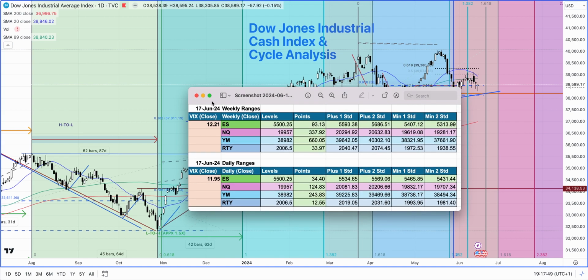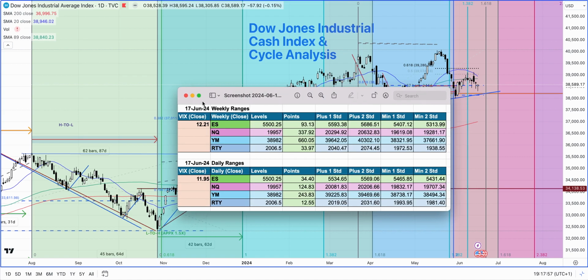So there is really key and good information available, especially for these weekly ranges. So do keep an eye on these, and I will also post them in the description. So just keep in mind this one, right?